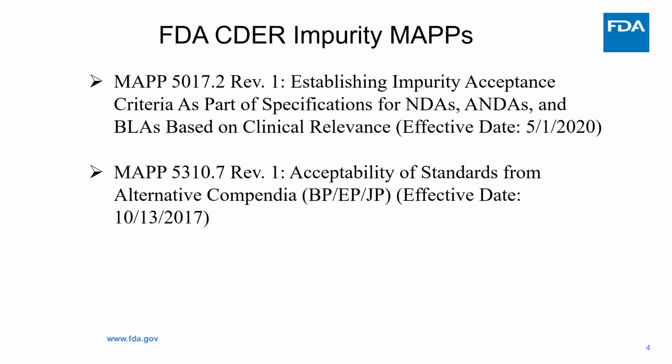Today, I will be talking about two impurity-related MAPPs. The first one is MAPP 5017.2, establishing impurity acceptance criteria as part of specifications for NDAs, ANDAs, and BLAs based on clinical relevance. It became effective on May 1, 2020. The second one is MAPP 5310.7, acceptability of standards from alternative compendia. It became effective on October 13, 2017.